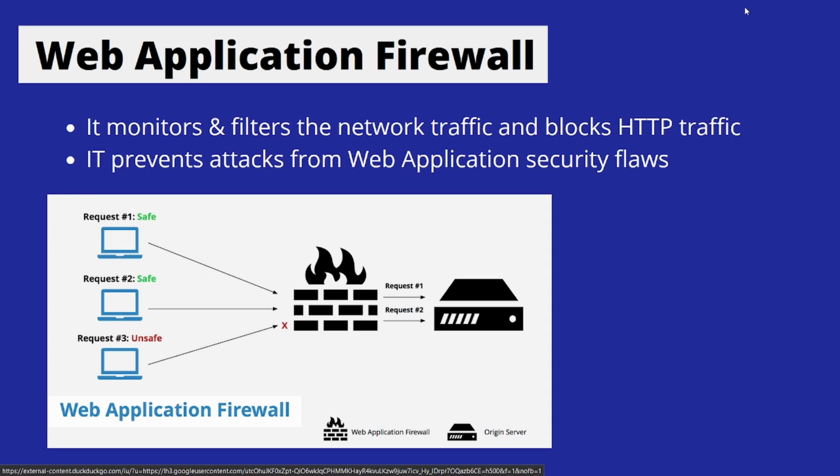Now we'll be discussing the web application firewall. It monitors and filters the network traffic and blocks HTTP traffic. HTTP isn't secure. If you're using the HTTP protocol, the attacker can simply read everything you do online. HTTPS is a secure protocol. This way your traffic is encrypted. Use HTTPS. And the web application firewall prevents attacks from web application security flaws.